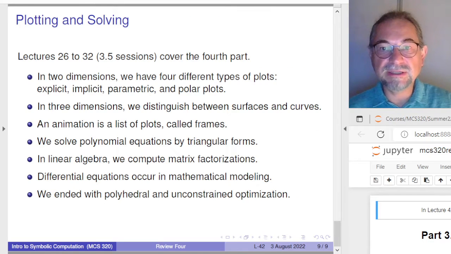Okay, so then there is the plotting and the solving of equations. So linear equations, polynomial equations, differential equations, and then polyhedral and unconstrained optimization. As far as the plotting is concerned, I will give an example for the questions how to convert to polar coordinates. But also note that we have seen three-dimensional curves. So these are space curves which can be defined by the intersection of two surfaces or parametrically.